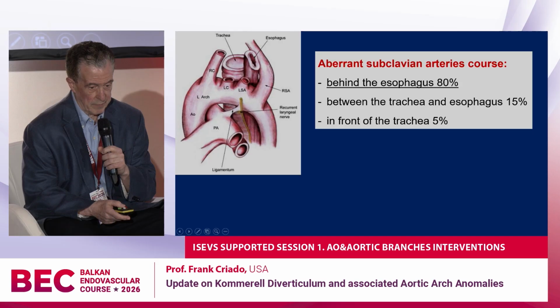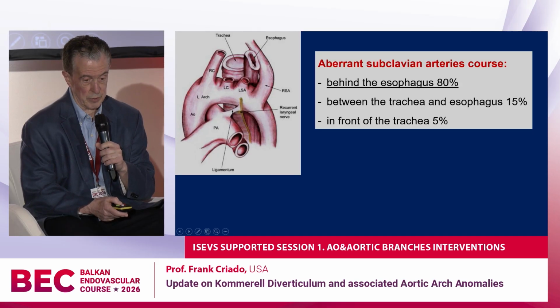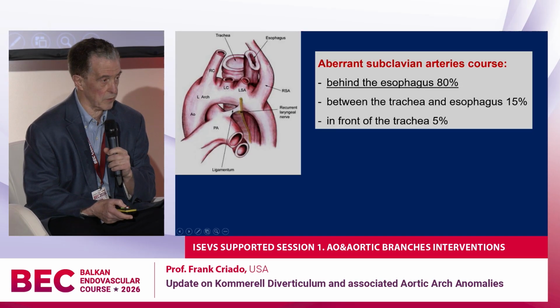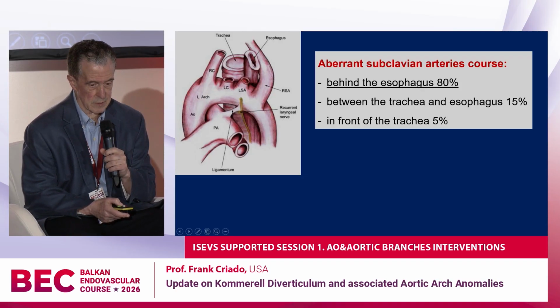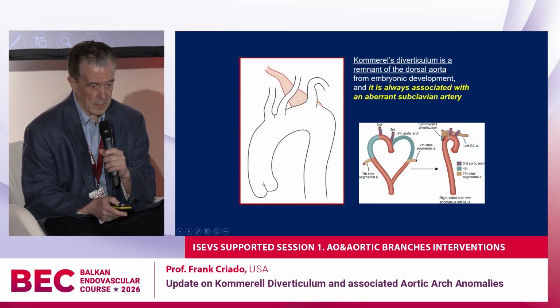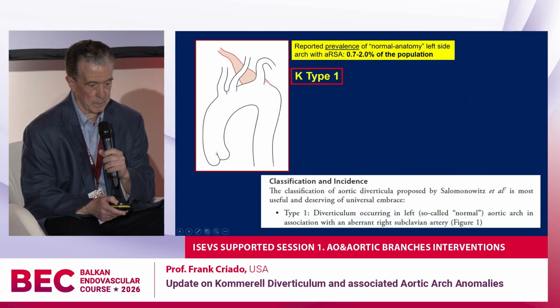The aberrant subclavian artery, the so-called arteria lusoria, courses behind the esophagus in 80% of the cases, or it can go between the trachea and the esophagus in 15%. Rarely, only 5% of the times, it courses in front of the trachea. Kommerelli's diverticulum is a remnant of the dorsal aorta in the embryo, and it is always associated, again, always associated with an aberrant subclavian artery.